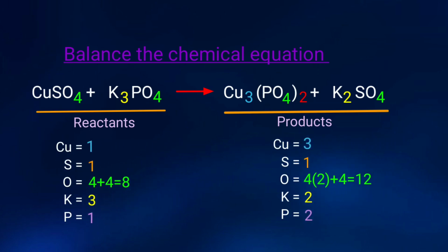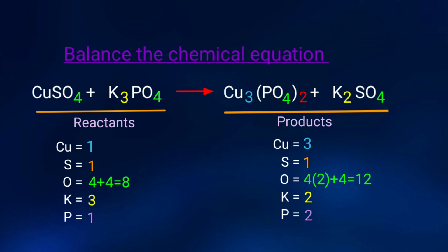If you look at this equation, the equation is not balanced. On the reactants side, there are 1 copper atom, 1 sulfur atom, 8 oxygen atoms, 3 potassium atoms, and 1 phosphorus atom present. And on the products side, there are 3 copper atoms, 1 sulfur atom, 12 oxygen atoms, 2 potassium atoms, and 2 phosphorus atoms present. The number of atoms are not balanced on both sides.